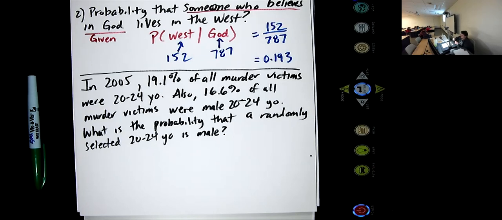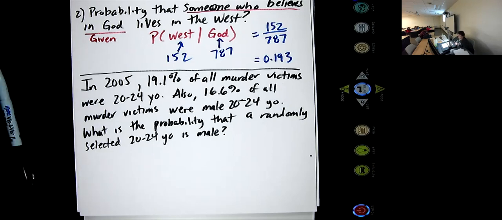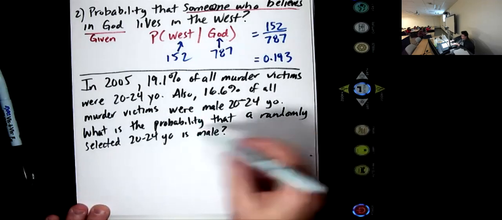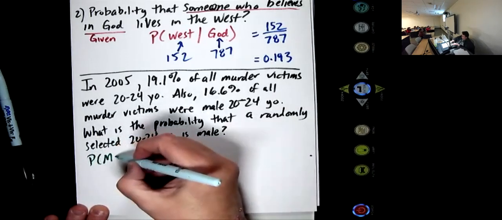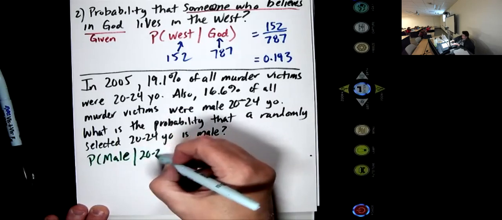So that was giving everybody a chance to write this down while I just talked about inane stuff. What are we trying to find out? We want to know the probability that someone is male, if we know they're 20 to 24 years old. We're looking for the probability of a male given that they're 20 to 24.